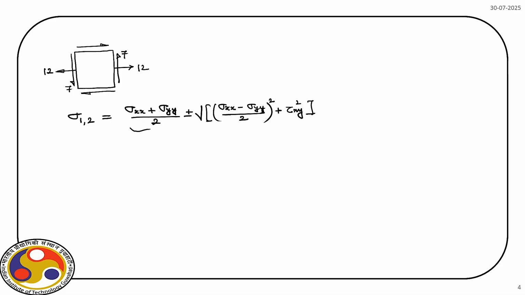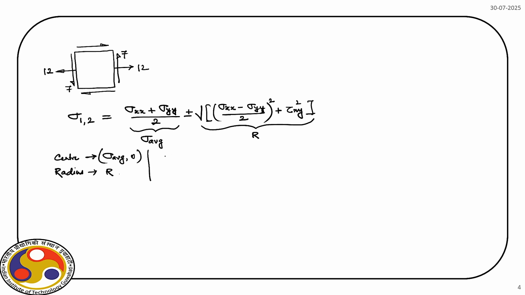Actually, this quantity is sigma average, if you recall, and this quantity under the square root is r, right. And the center is sigma average comma 0, and then we have radius r.